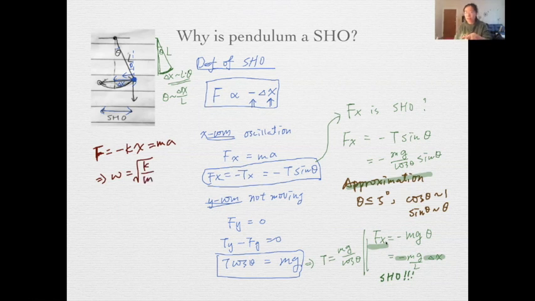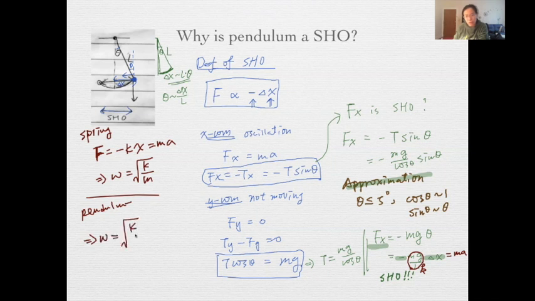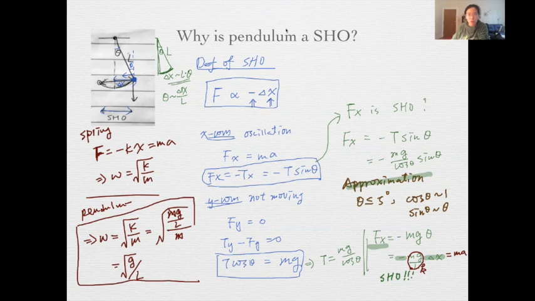So it's the same idea here. We can also set this equal to MA, and this will behave like K. So the frequency for a pendulum will be very similar. It will also be omega equals square root of K over M, but here my K is a lot more complicated, it's mg over L, divided by M. So the M cancels out, and then you get square root of g over L. This is the most important result that I want you to learn in this video.